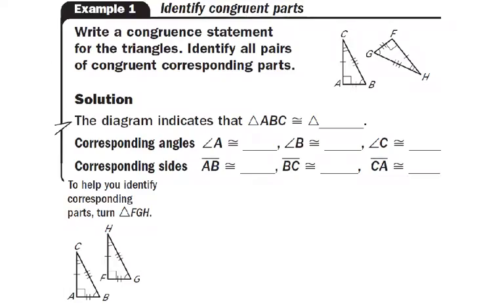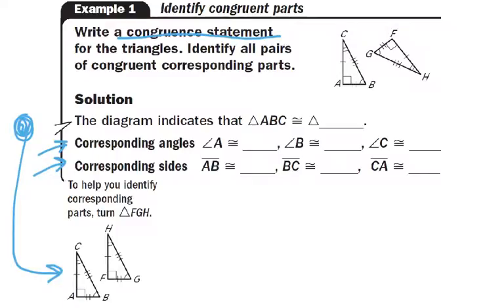So, example 1, write a congruent statement for the triangles. Identify all pairs of congruent corresponding parts. Now, the important thing to remember when writing a congruent statement is that you have to line up the corresponding parts. In your notes, it's off to the side over here. But they say one way to see the corresponding parts is to move one triangle around so that they all line up. Now, I'm going to go over the second part of this, the corresponding angles and the corresponding sides first, and then we'll write the congruent statement.